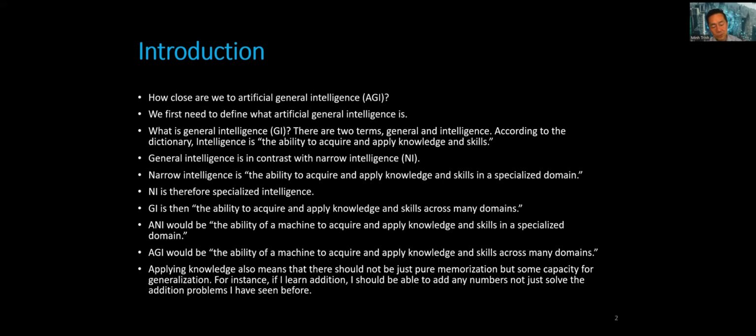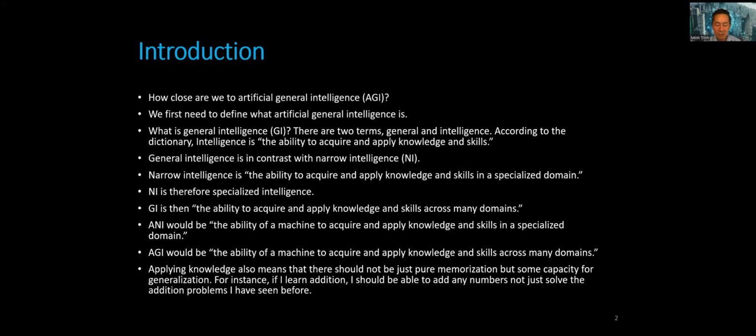Then when we move to machines, ANI is the ability of a machine to acquire and apply knowledge and skills in a specialized domain. And AGI is the ability of a machine to do the same thing, but across many domains.